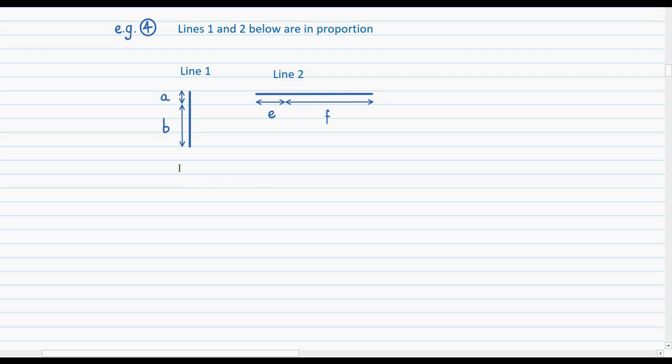So for one, we can say that A over B is equal to E over F. So that's the ratio of the smaller side to the longer side is equal for both lines.